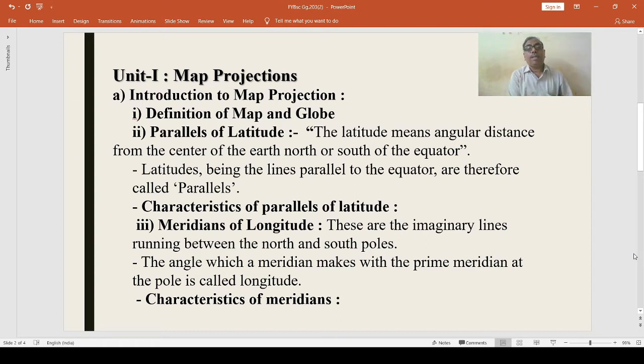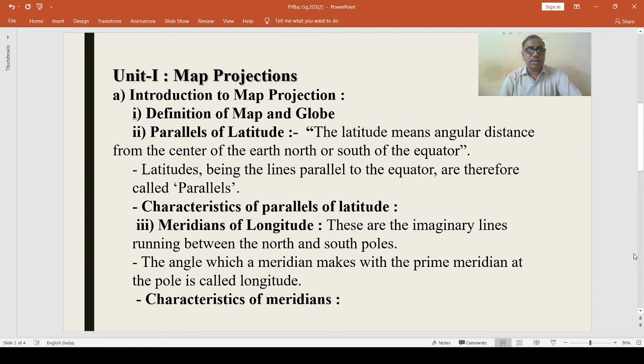Characteristics of parallels of latitude. All parallels are circular lines except both the poles, which are points. All parallels are equidistant from each other. The equator is the longest and both poles are the smallest parallels. The parallels have equal spacing from each other. The length of the parallels decreases towards the poles.